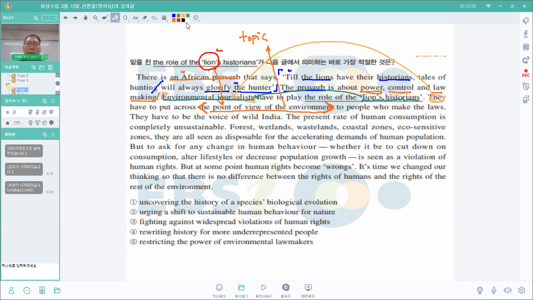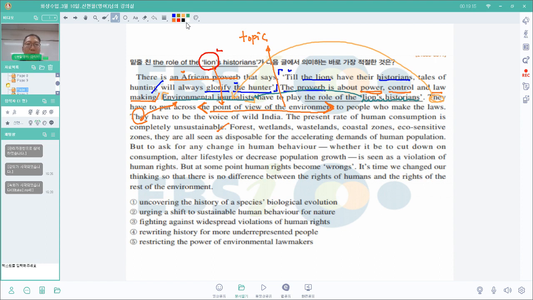So they have to be the voice of wild India. Again, they refer to environmental journalists. Journalists have to speak on behalf of wild India. The present rate of human consumption is completely unsustainable.